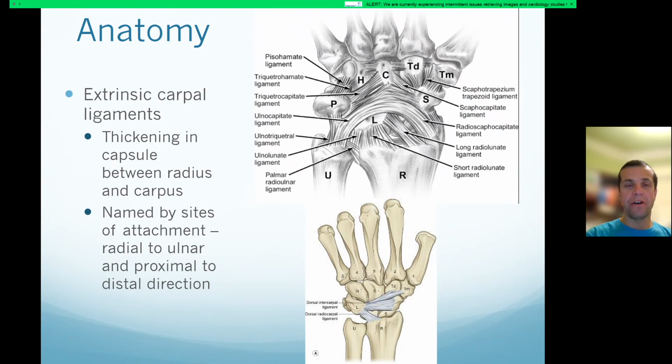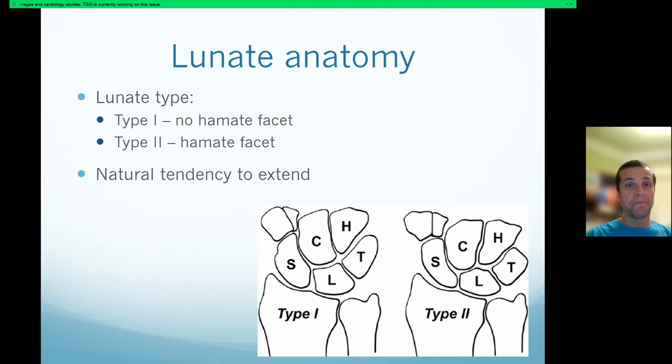Extrinsic ligaments are thought to be thickenings in the capsule between the radius and carpus, and they are named by the sites of attachment, radial to ulnar, and proximal to distal direction. We'll talk about those ligaments in a few minutes.